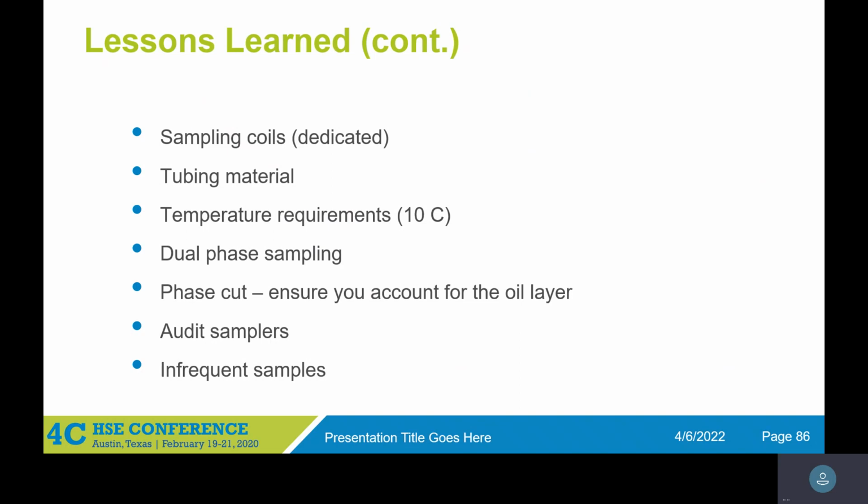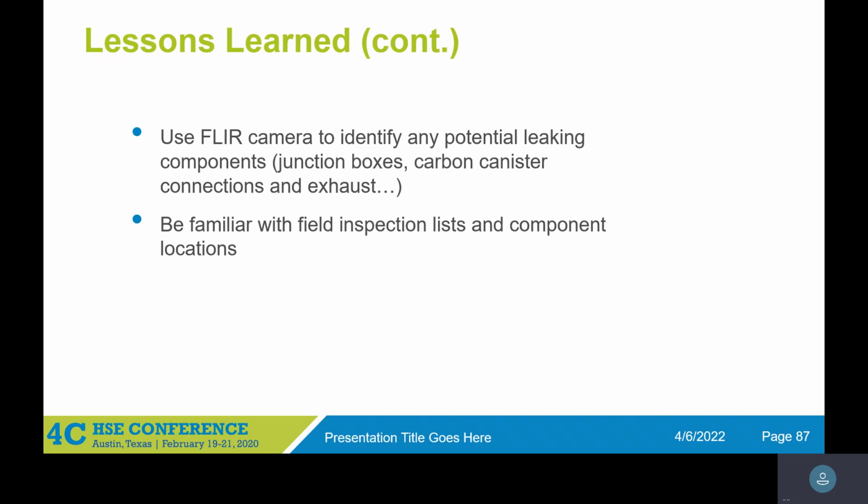Audit your samplers. They also check your audit records, make sure that you train them on the right basis. Like again, nothing is applicable to you until you go over the 10, but be familiar with the inspection list and component locations and know where your junction boxes are.